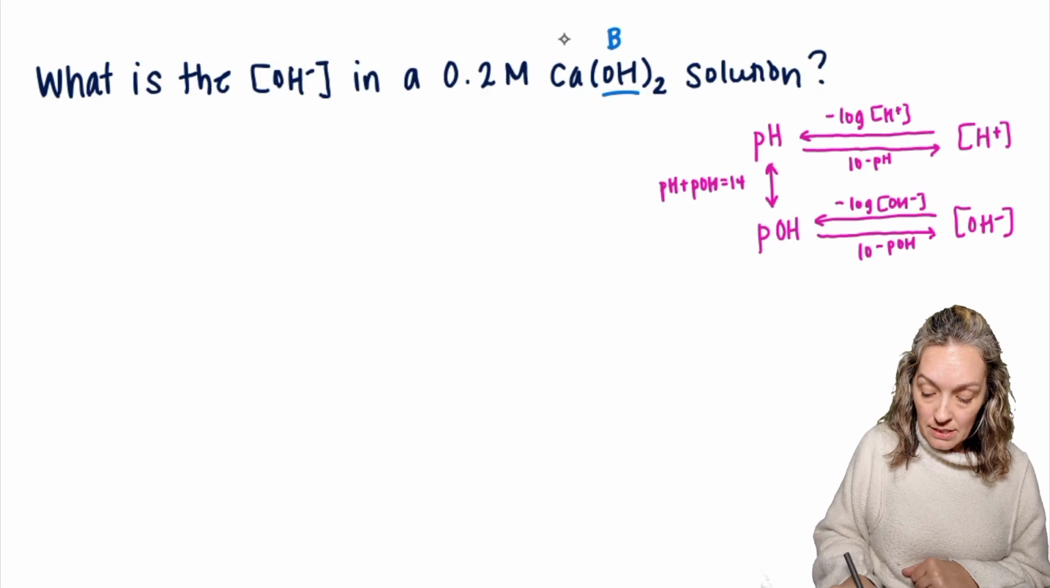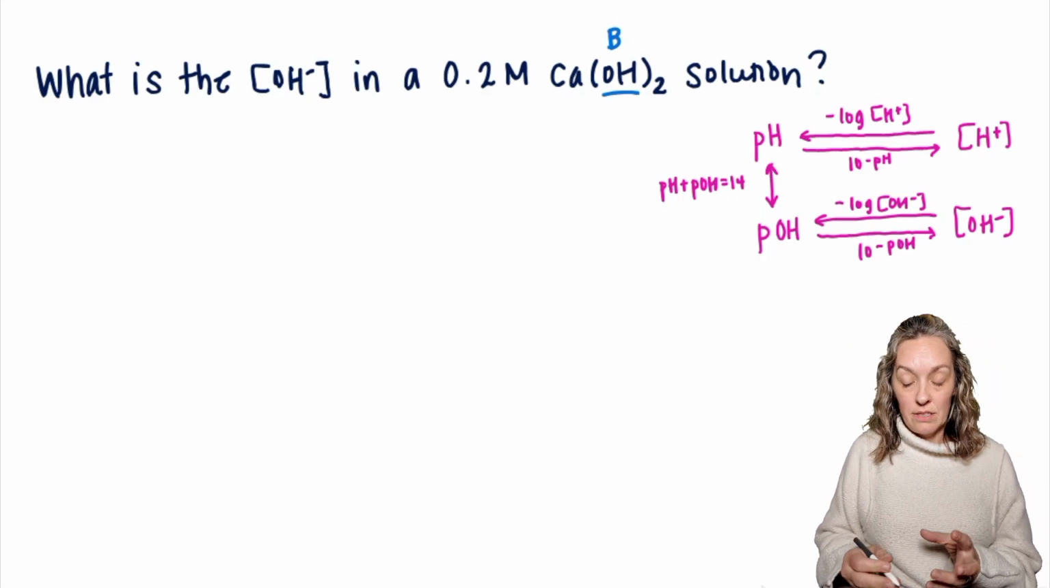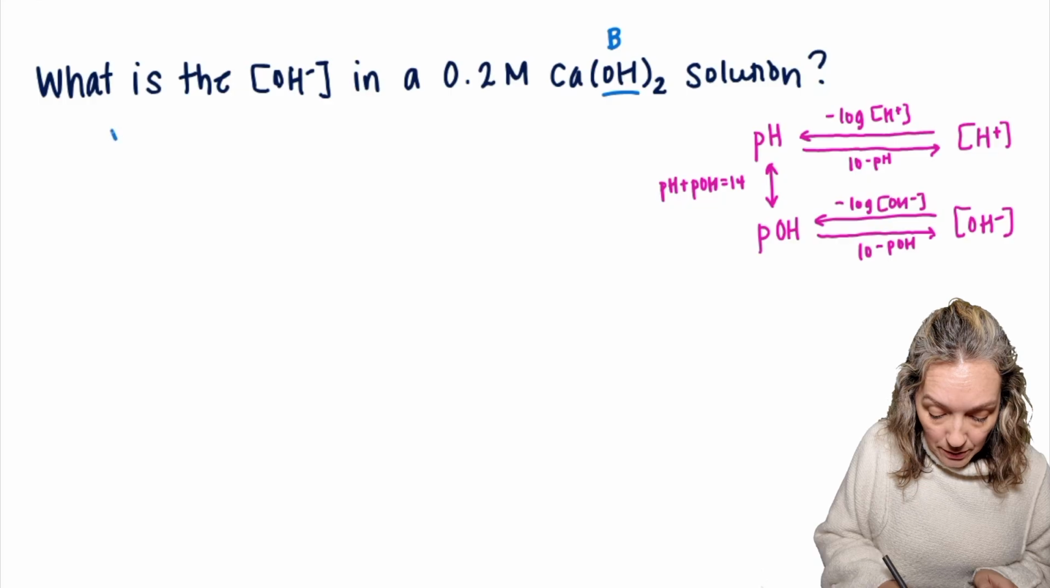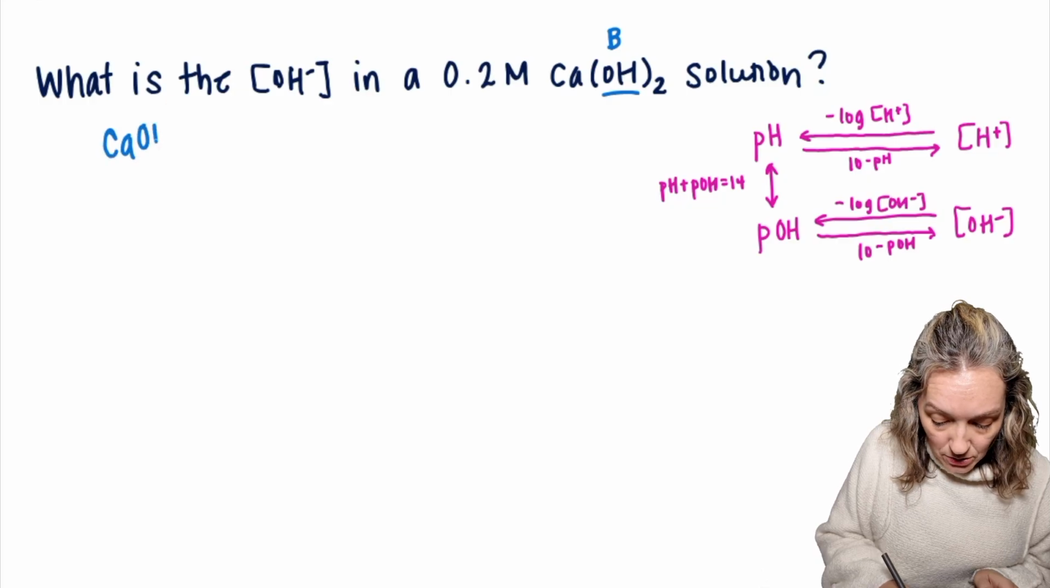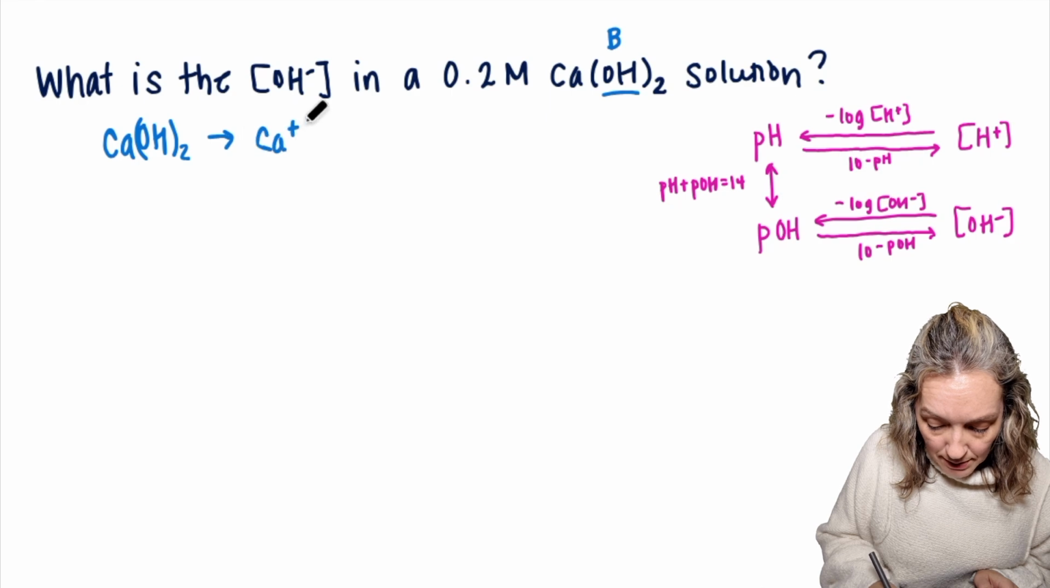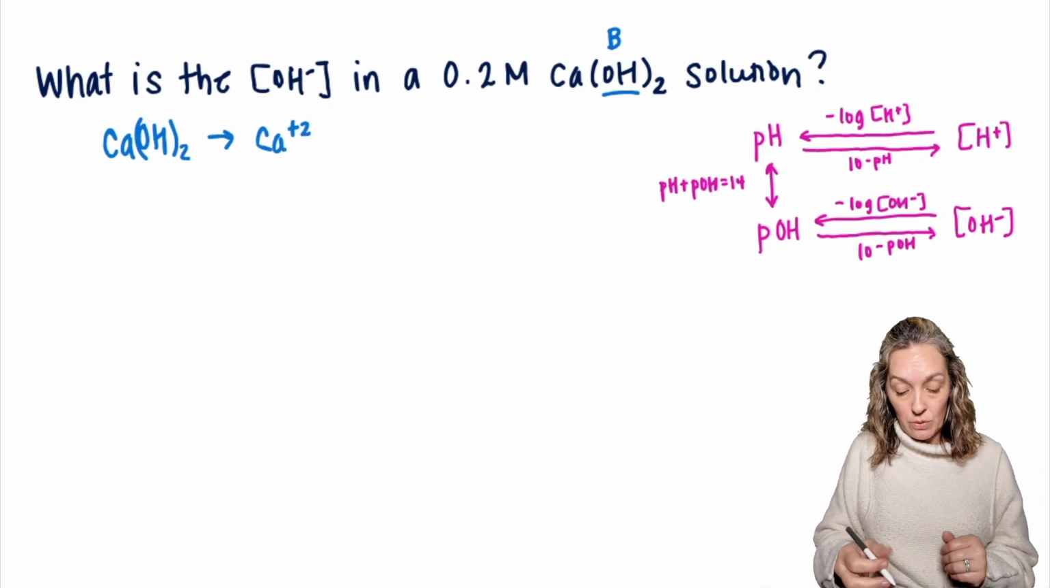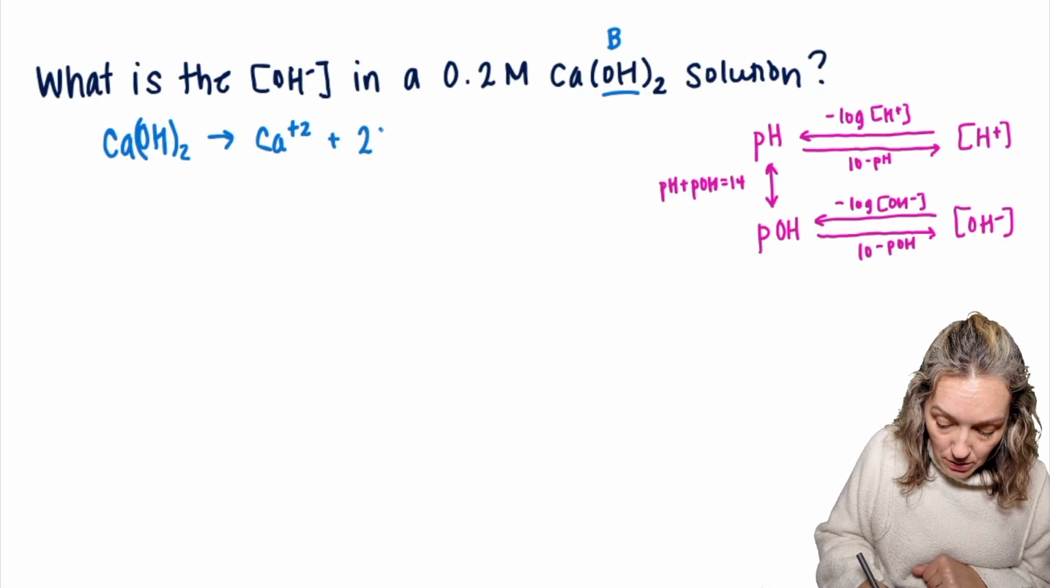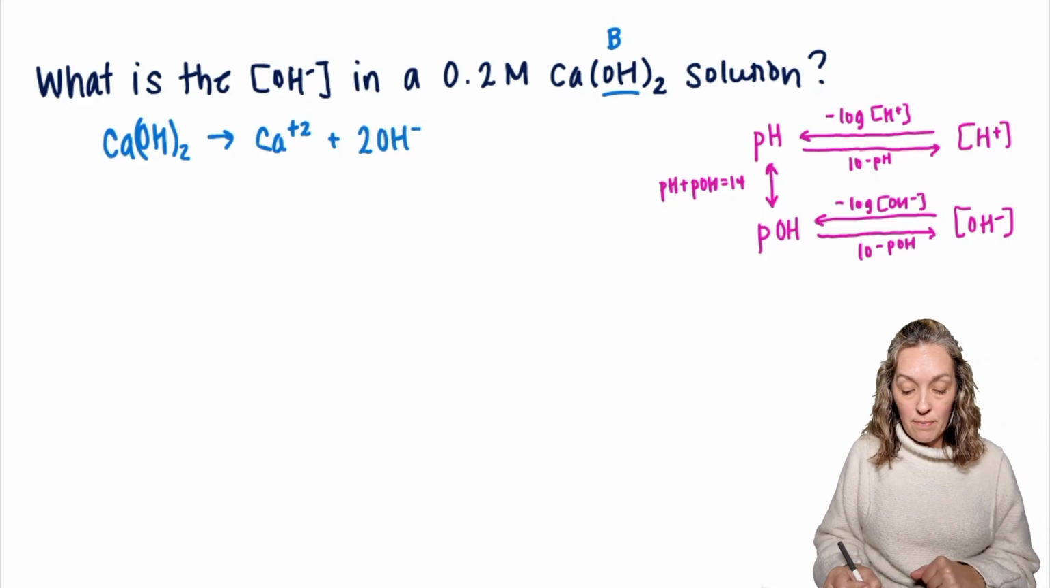When you have a substance that you are dissolving to determine if it's acidic or basic, I would always consider what it breaks into when it dissolves. I have Ca(OH)2, which means that I'm going to get a calcium 2 plus in solution, but I'm also going to get 2 OH minuses.